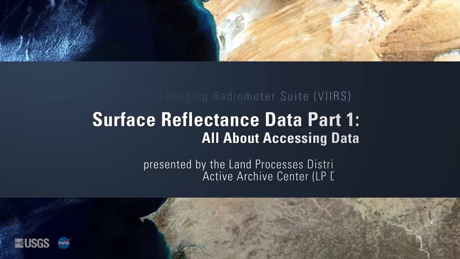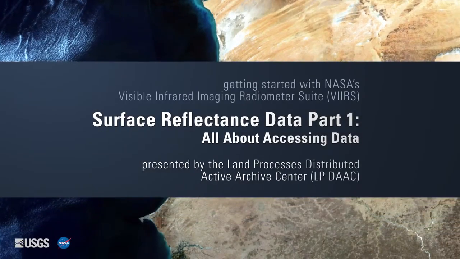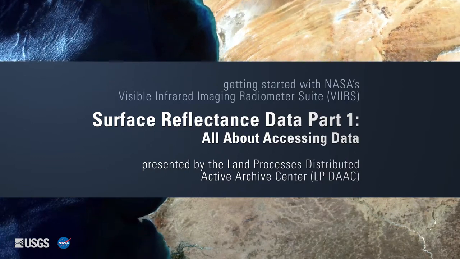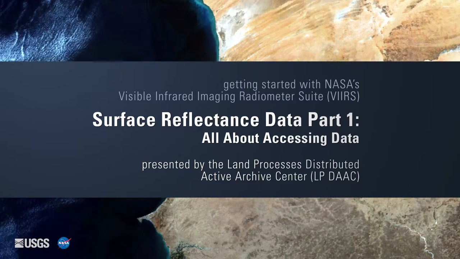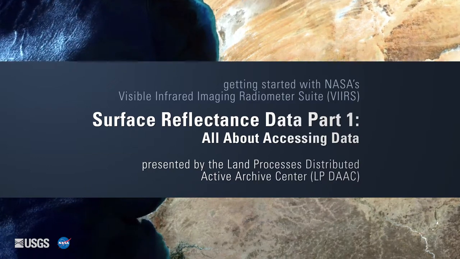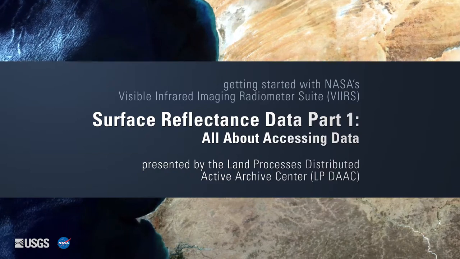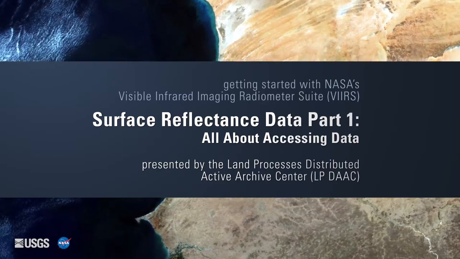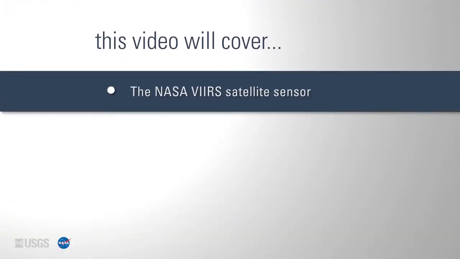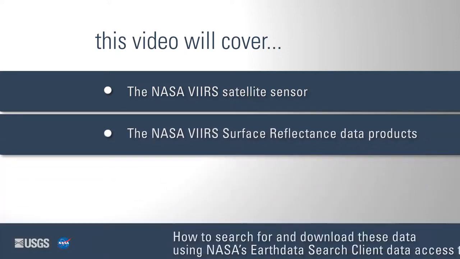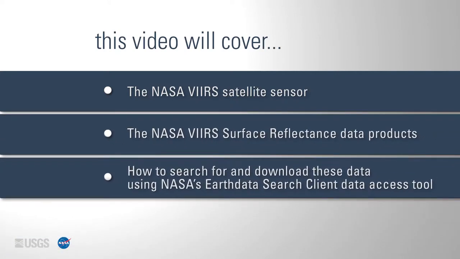Getting started with NASA's Visible Infrared Imaging Radiometer Suite, or VIIRS, Surface Reflectance Data Part 1. All about accessing data, presented by the Land Processes Distributed Active Archive Center, or LP DAAC. This video is Part 1 of the Getting Started with NASA's VIIRS Surface Reflectance Data video series. This video will provide information about the NASA VIIRS satellite sensor, the NASA VIIRS Surface Reflectance Data products, and how to search for and download these data using NASA's Earthdata Search Client data access tool.